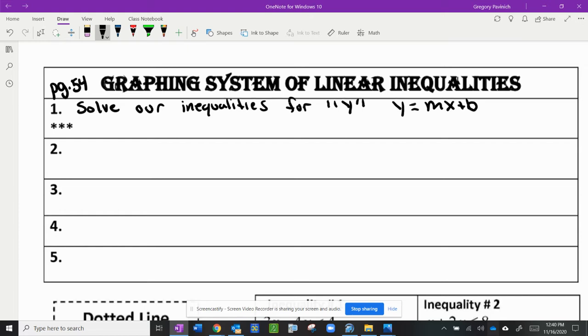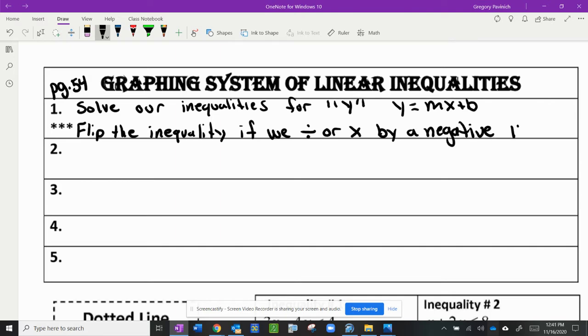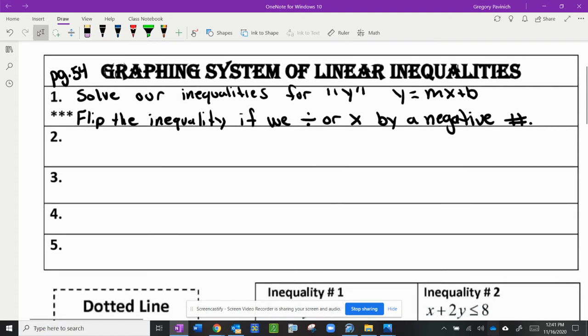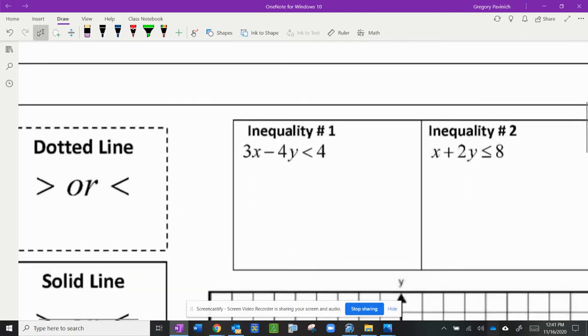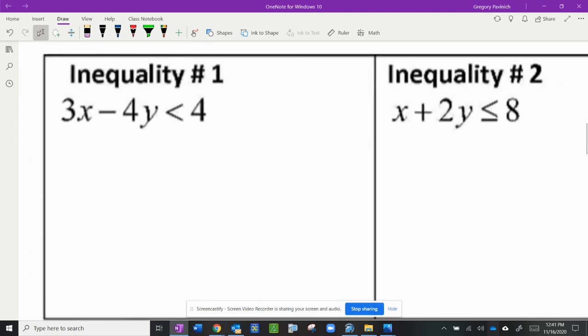So that makes us realize I'm a little bit different on an inequality when I solve for y. What I have to remember is to flip the inequality if we divide or multiply by a negative number. Okay, so step one, solve our inequalities for y so we can find our slope and our y-intercept, but we can't forget that if we do divide or multiply by a negative number, we need to flip our inequality.